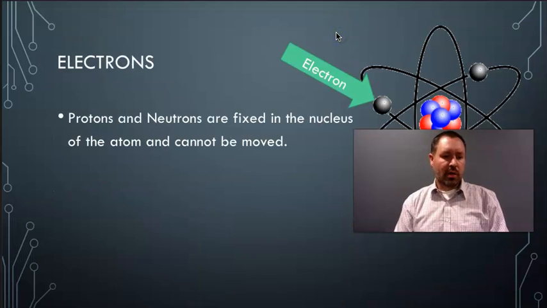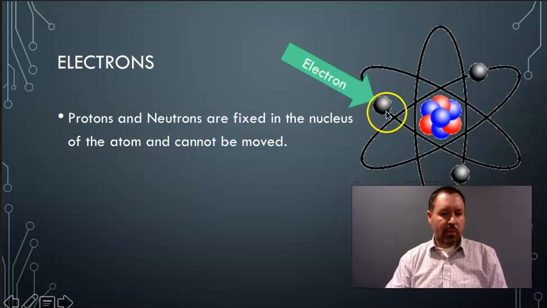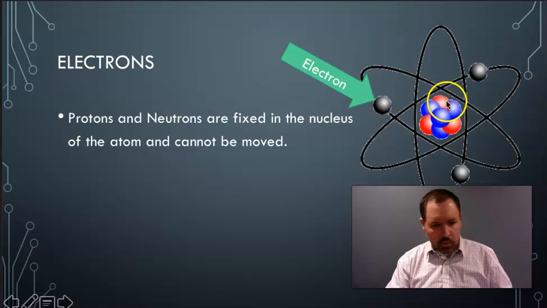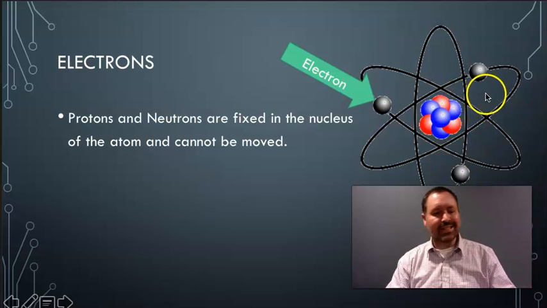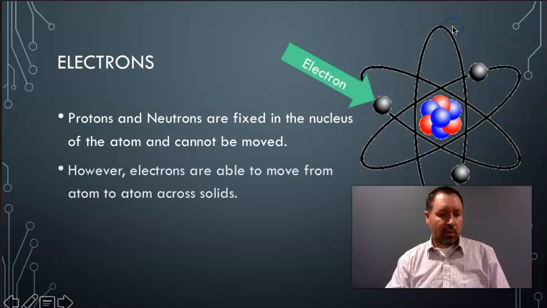Protons and neutrons are fixed in the nucleus. I'm sorry, I'm hiding the nucleus. So remember, we said that these are the electrons on the outside. And then we're going to say that these red ones right here are protons. It's a positive charge. We've got 3 protons, 3 electrons. This is not an ion because it's overall neutral. It doesn't have a positive charge or a negative charge.